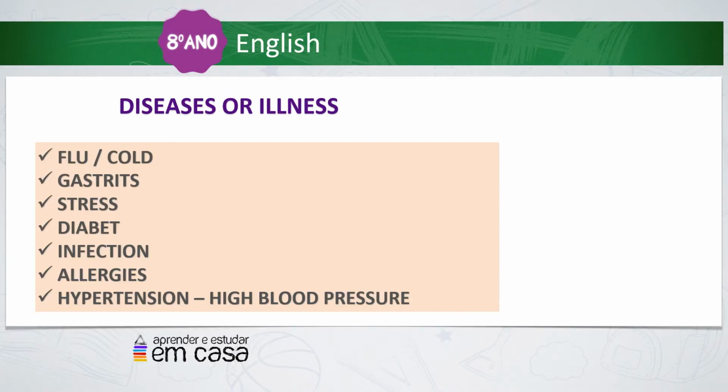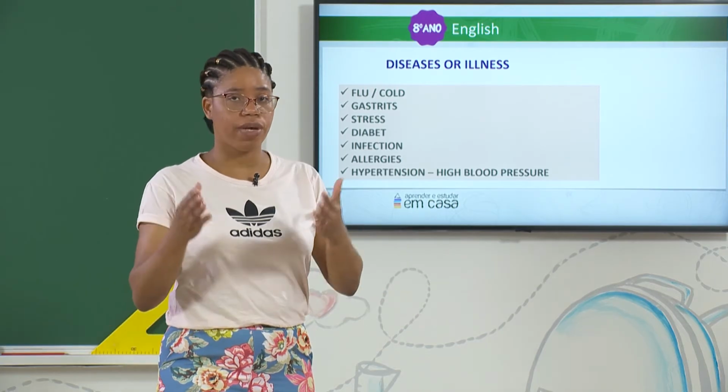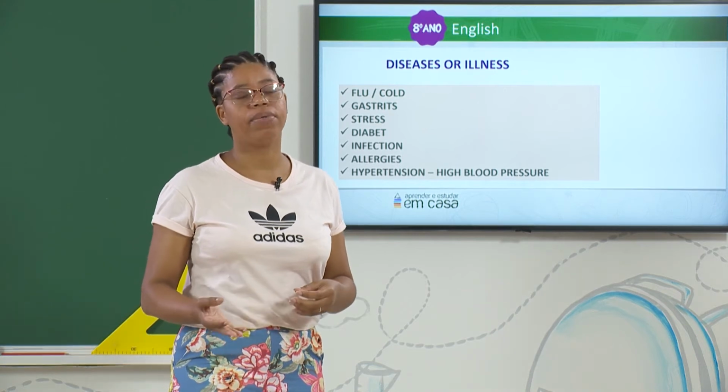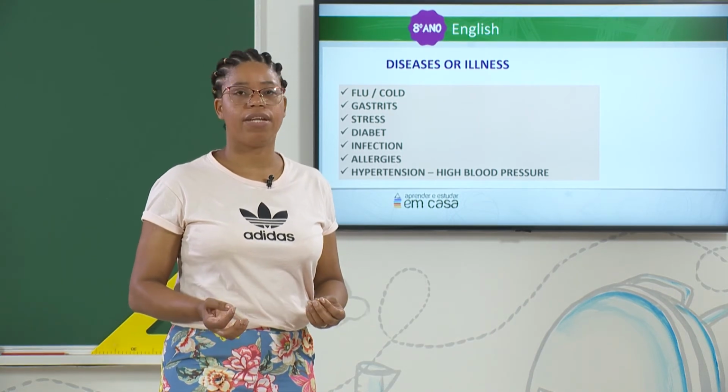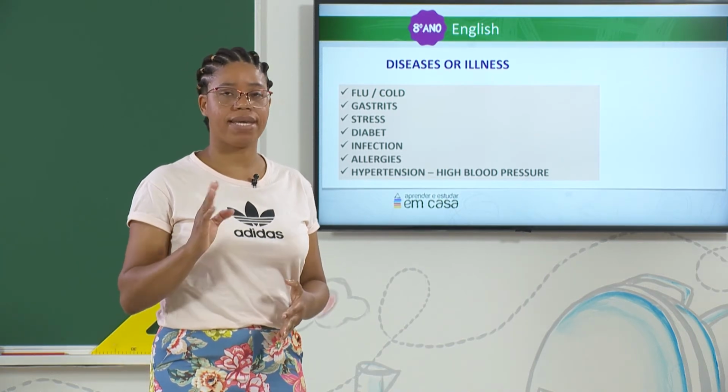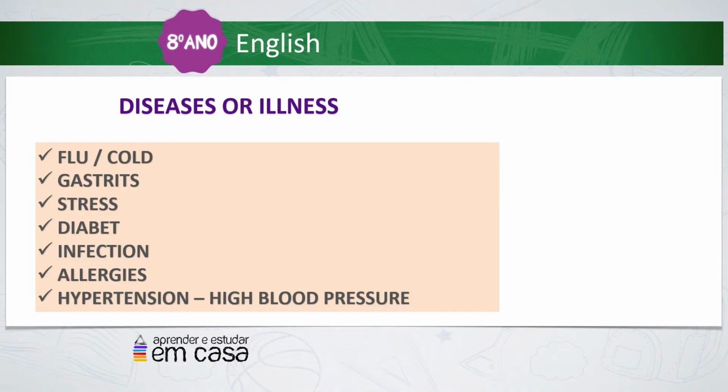Diabetes. Everybody knows what diabetes is. If you eat too much sugar or sweet things, candy, lollipop, sweet popcorn, okay, don't eat or drink too many things that are sweet, because you can have diabetes, okay?